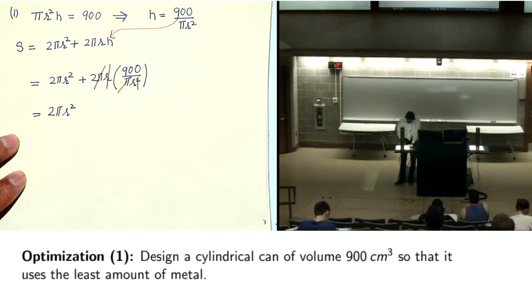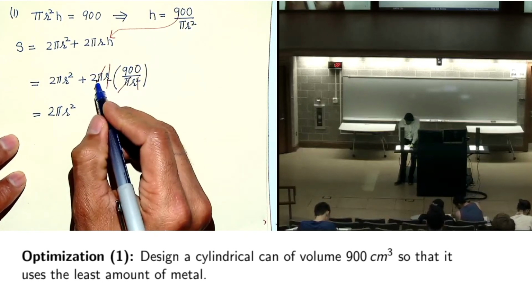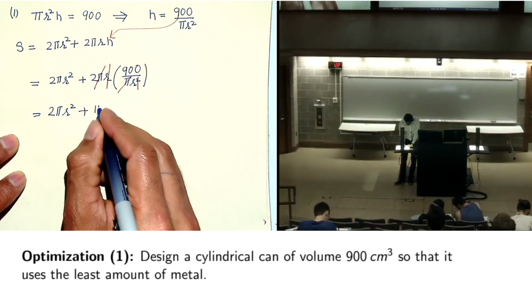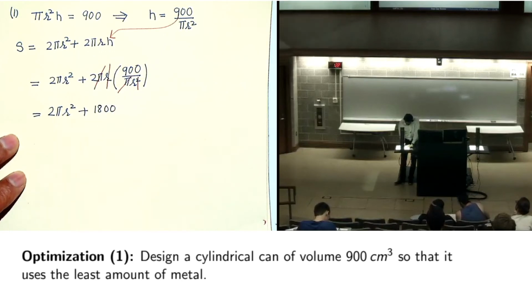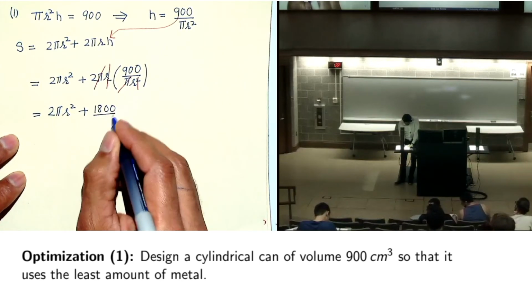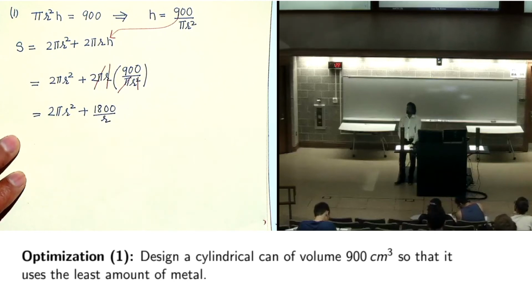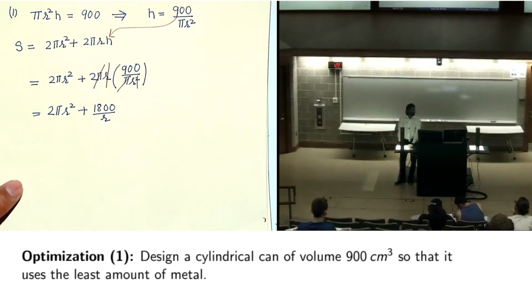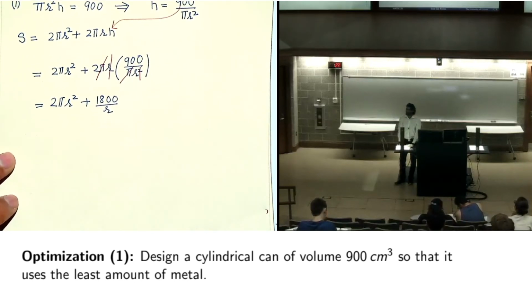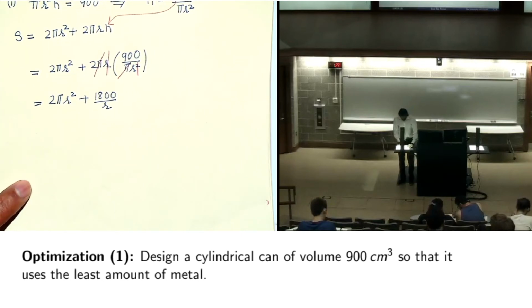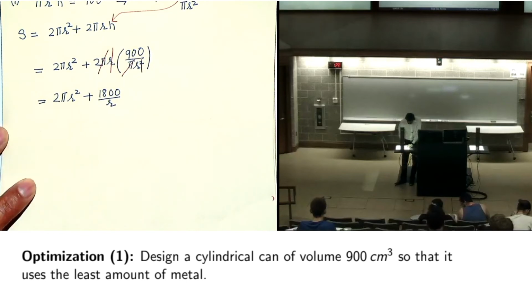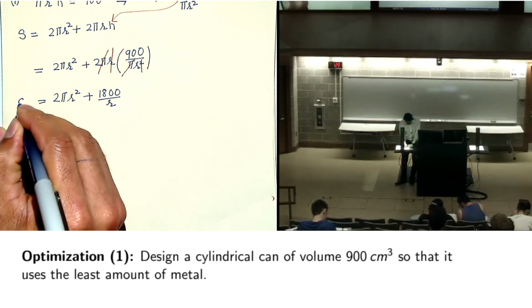So 2 times 900 is 1800, and there is r in the denominator. Is that okay? After cancelling everything, pi cancels out, one r cancels out, that's it. So this is my function in terms of r only now.